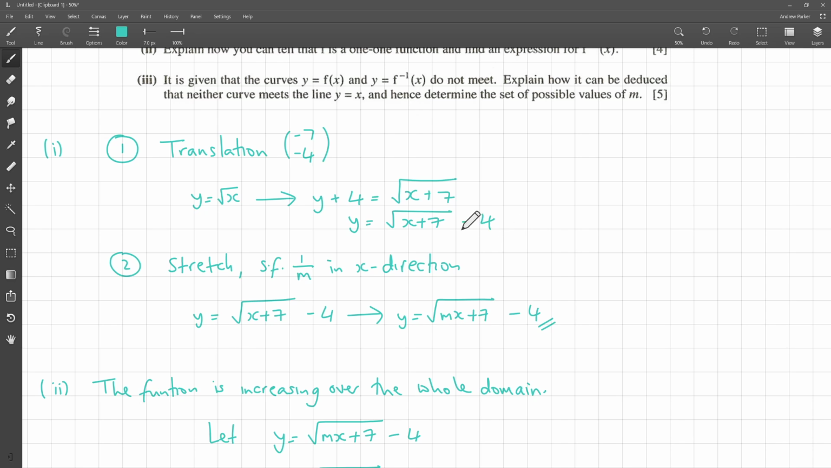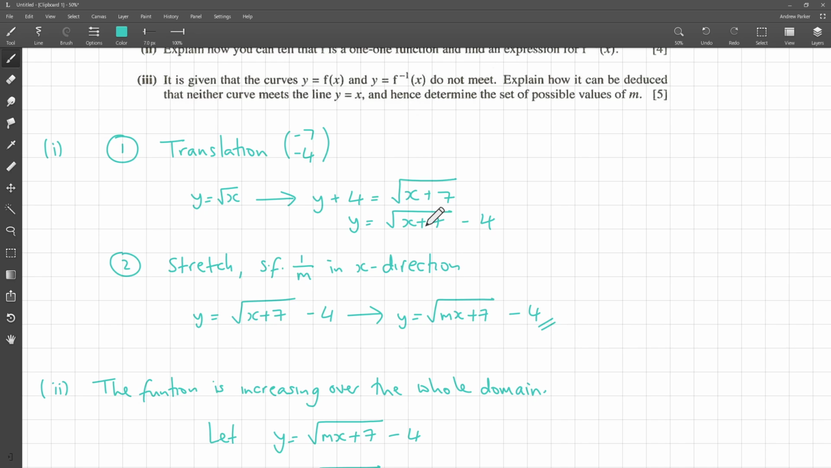Then all I need is to have an m in front of this x. So to get there, I do a stretch of scale factor 1 over m, because if I want to multiply by m, I need to figure out what to divide by, and that's in the x direction, and that gets me to my answer.